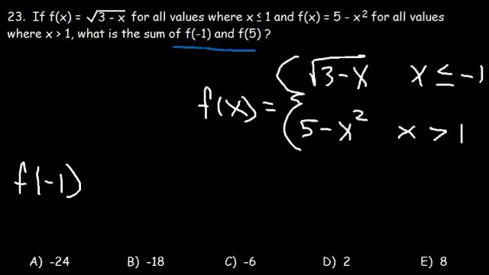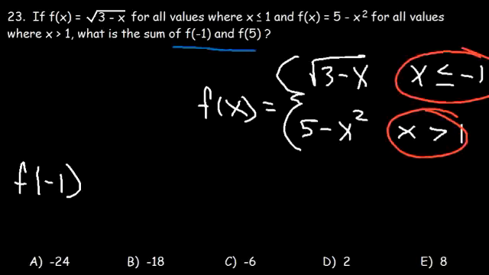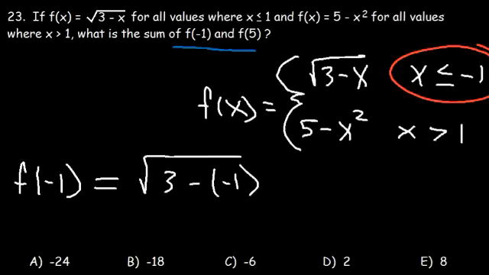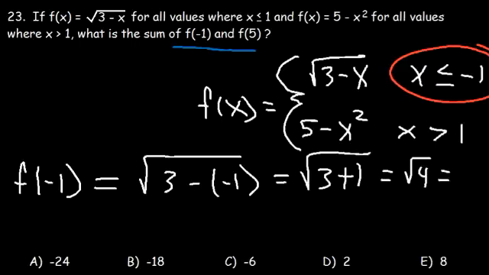So when is x equal to negative 1? In this interval or in this interval? We know that it has to be true for the first one because x is less than or equal to 1. So let's plug in negative 1 into the first equation. So it's 3 minus negative 1, which is the same as 3 plus 1, and that's 4, and the square root of 4 is equal to 2.